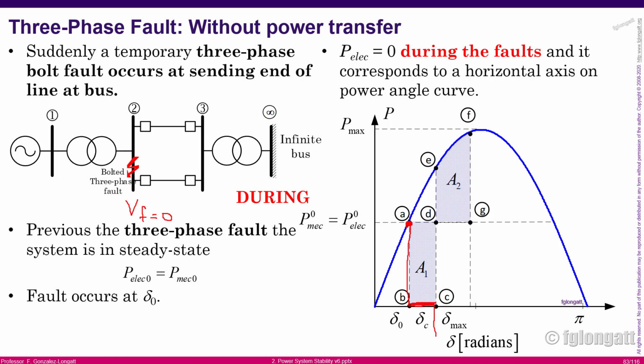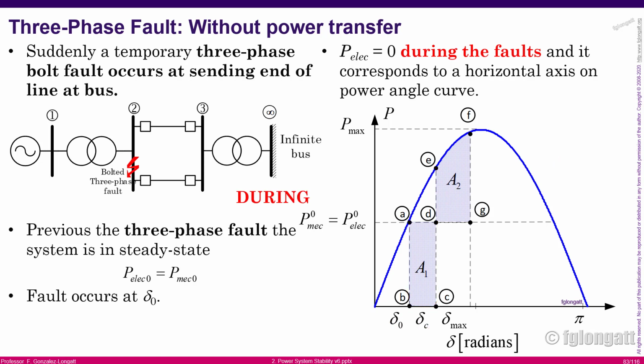And then at delta C, somebody opened the fault. The fault is extinguished. We will not discuss how the fault is extinguished, but the fault disappears. If the fault disappears, this machine will go back again to the original, because remember, this is the pre-fault condition, and this is the faulted condition.